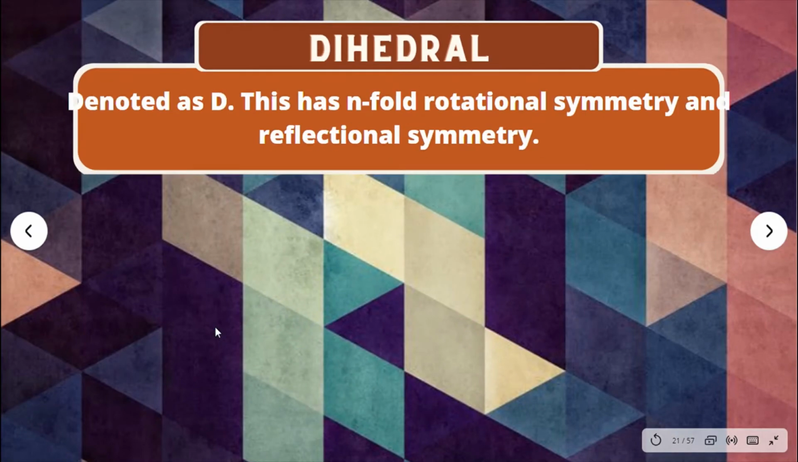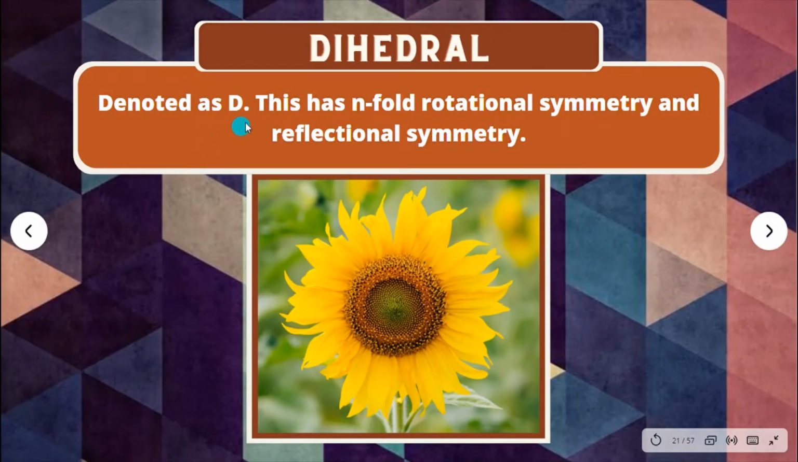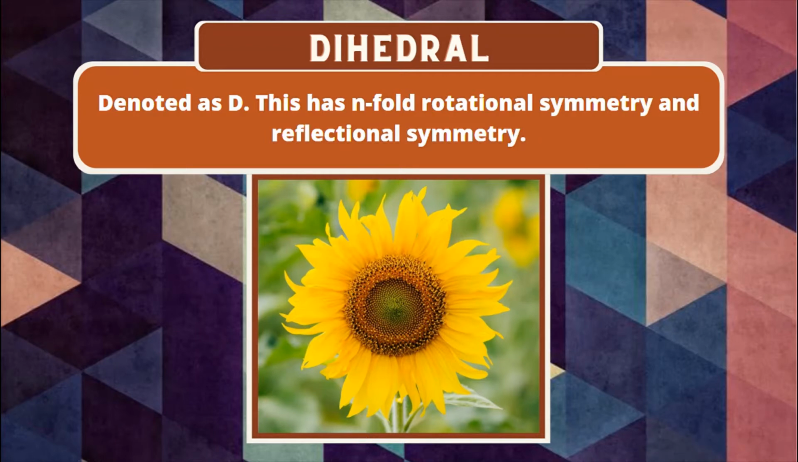Next, we have dihedral. This is denoted as the capital letter D. This has an n-fold rotational symmetry and a reflectional symmetry. As a real-life example, we have an image of a sunflower. We can see that the center of the flower is considered the pistil, or the center point, which the symmetrical shapes or the petals will rotate around. In the dihedral pattern, we can see here that the same concept is applied. However, the pattern is mirrored as it circulates around the center point.